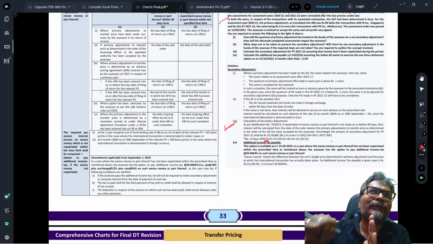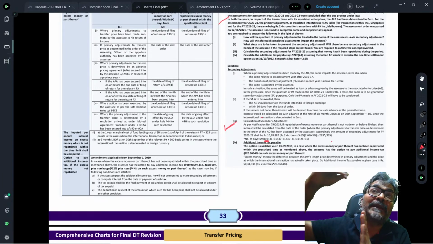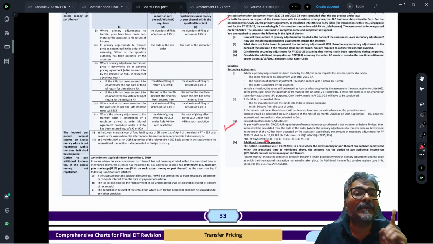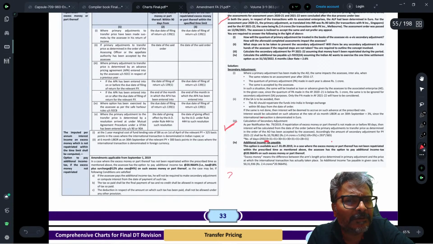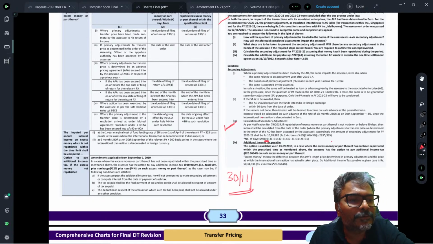At what rate? I have told you. And the interest on the difference will be calculated from the relevant date. Here the relevant date would be the due date of filing of the return of income. By the way, what is the due date of filing of the return of income? 30th of November. So from 30th of November, students, you are going to calculate the interest. So 30th November will get in. Are you getting this one?